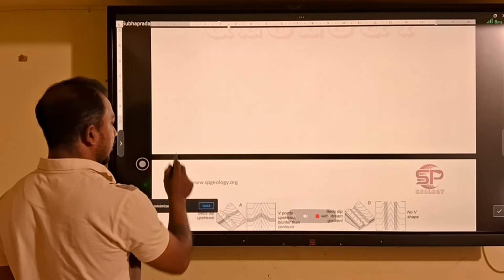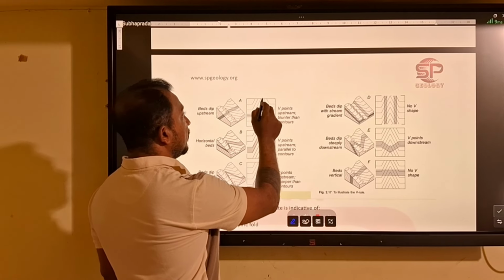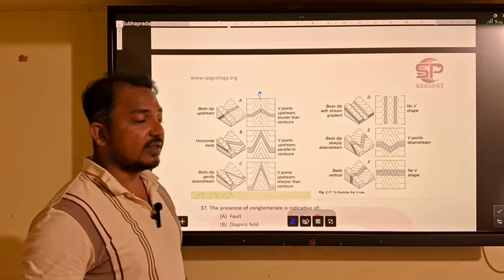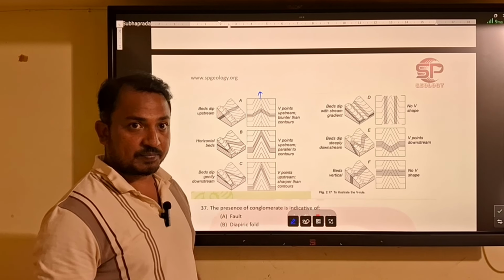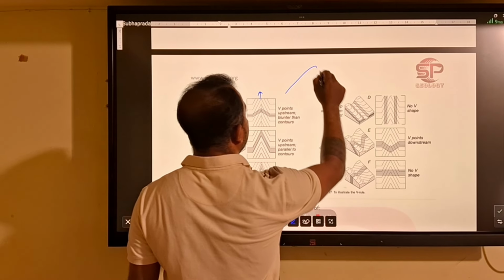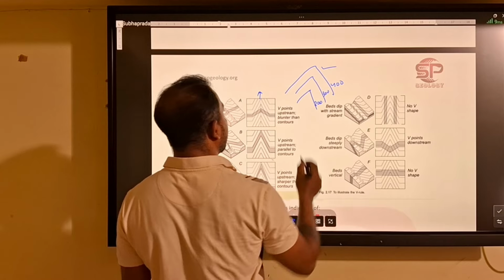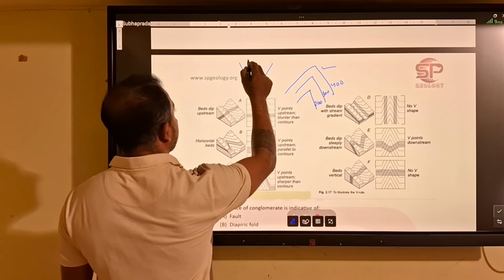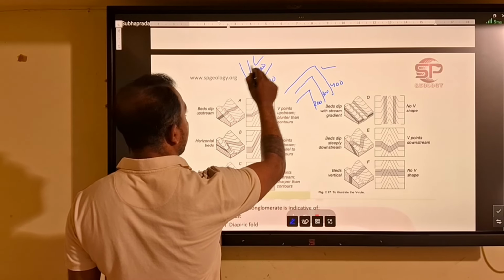So when a contour produces a V pattern, and if that deflects towards the higher elevation, that structure is called a valley. The contour deflects like this. Suppose this is 200, 300, 400. In this case, it is called a valley. If it is like this, then it is called a ridge, which deflects towards the lower elevation.